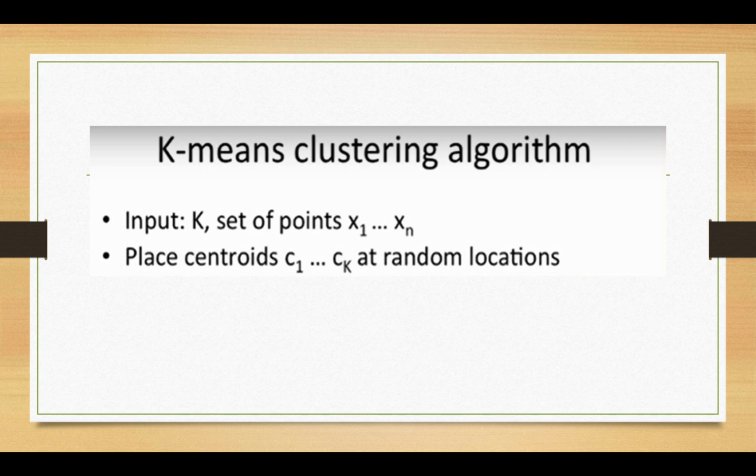In the K-means clustering algorithm, first we have a set of points. Let's say we have a data set with several points. What we do first is place centroids at random locations. We have to find a few cluster centroids, and around those we form the various sections.